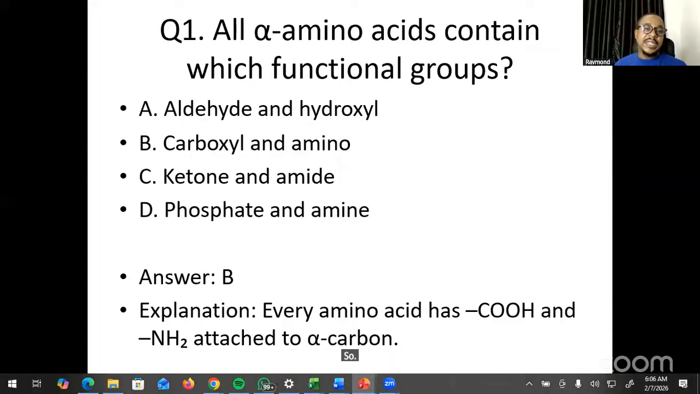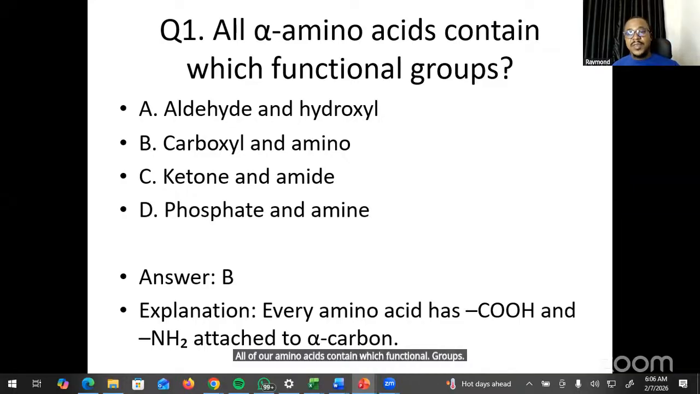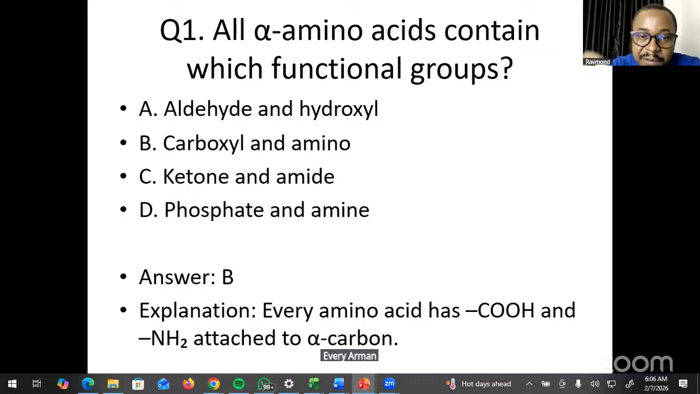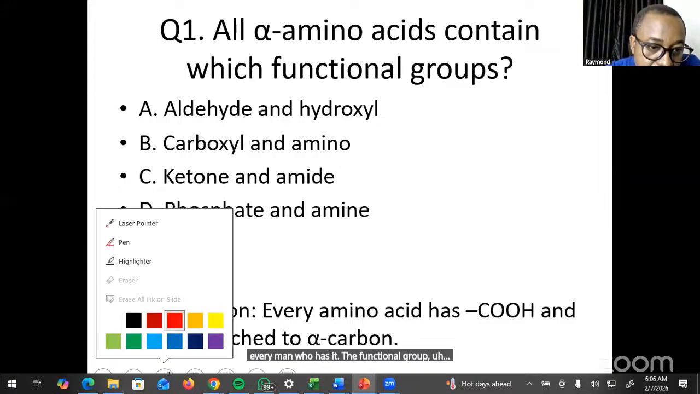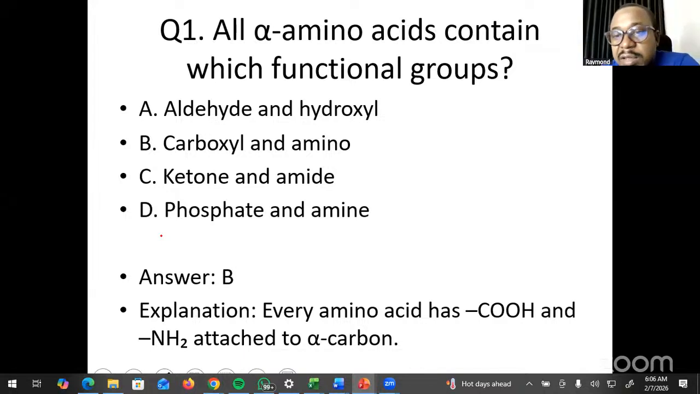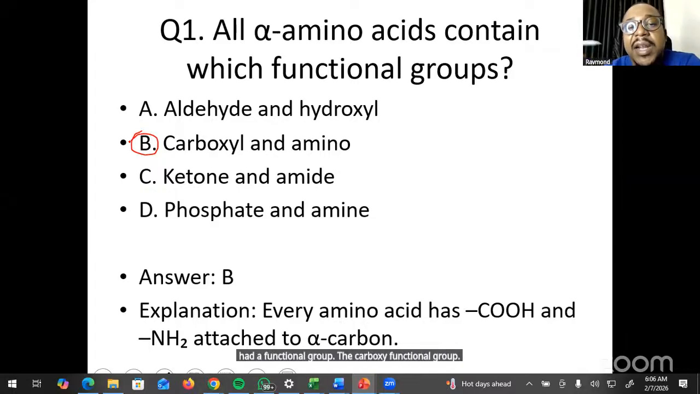So the first question we are starting with, question number 1. All alpha amino acids contain which functional groups? Every amino acid has the carboxyl functional group, and the amino group. The carboxyl functional group gives you the name acid. The amino group gives you the name amino. So combined together, we say amino acid.